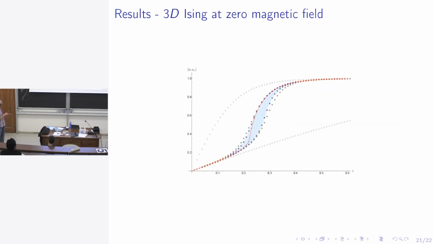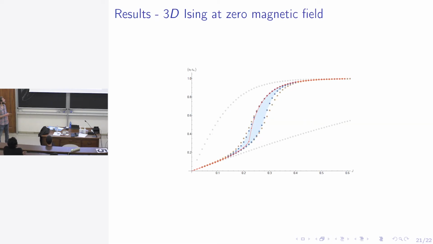So let me just say that in 3D we have this result at zero magnetic field. So this is the 151, 1551, and 15551. You see that the improvement is not as significant as we saw in 2D because we cannot increase the region in the same way that we do in 2D. But still, these results are pretty good, far away from the critical value.